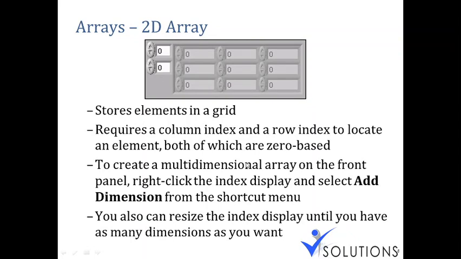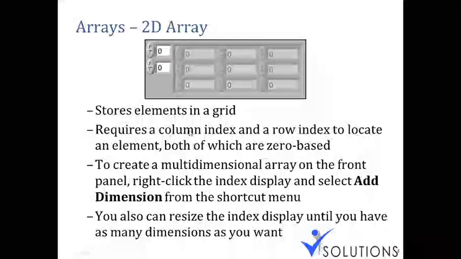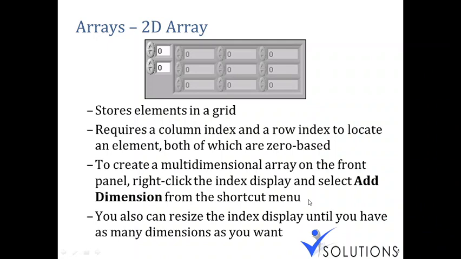Fine. So to create a multi-dimensional array, you will first create a single dimensional array. Basically, you will drag and drop an array shell, drag an object into the array shell, so your array will be configured. That's for sure. After configuring a one-dimensional array, by default, the shell is going to be a single dimensional array only. But what you can do is simply right-click on this index display and say add dimension.